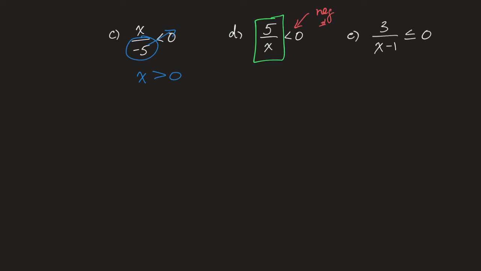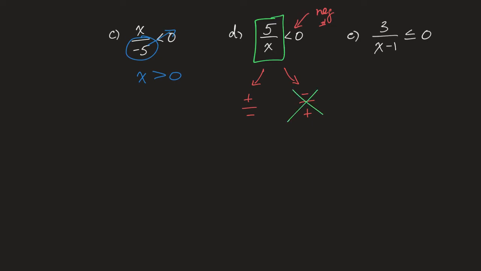Well, I have two options. What I end up having is potentially a positive divided by a negative, which gives me a negative value. Or I could have a negative divided by a positive, which would also give me a negative value. I know that within my fraction, as long as my top and my bottom are different signs, then I get a negative value.